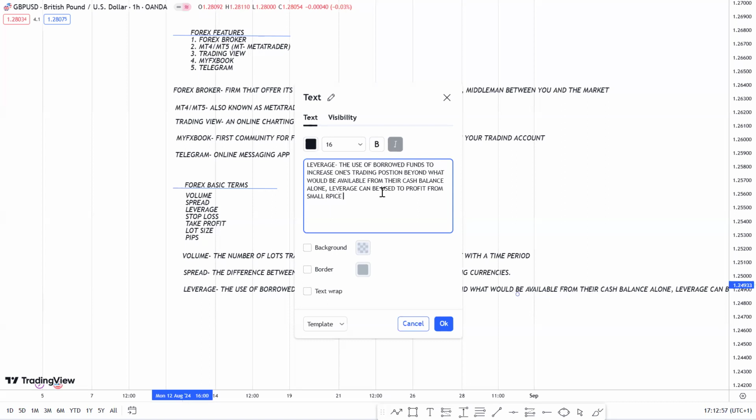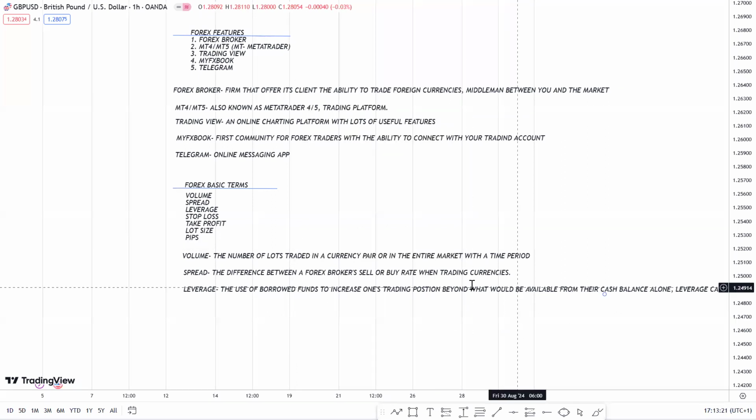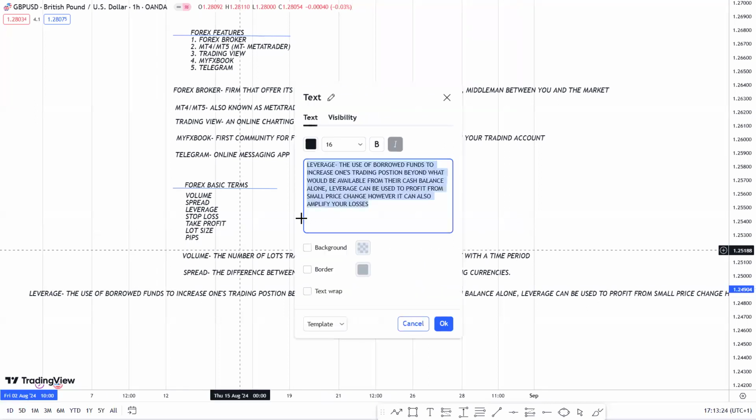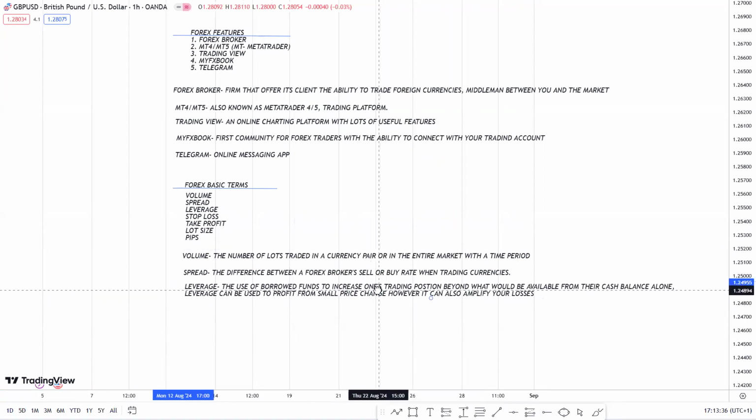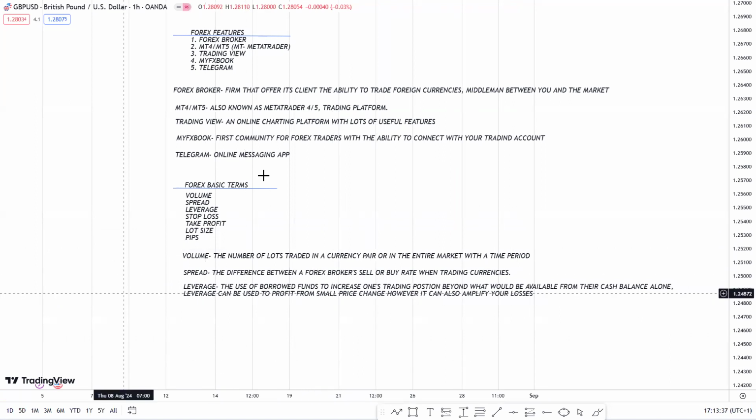Small price change, and it can also amplify your losses in the market. So these things you have to take note of.